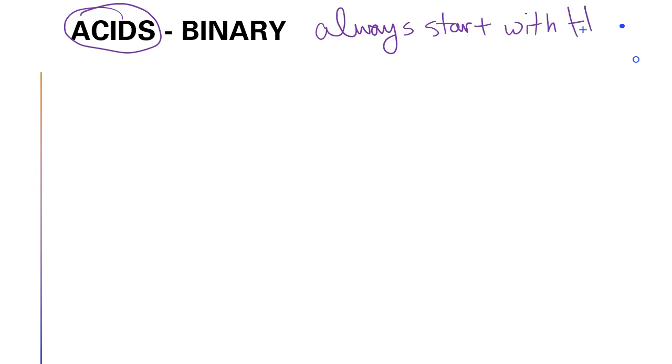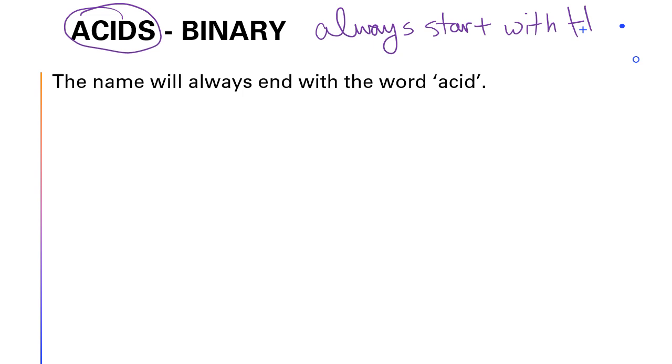And so they look kind of like ionic compounds because hydrogen's on the left-hand side of the periodic table with nonmetals that are on the right. But they're actually hydrogens and nonmetals, so they're kind of like covalent, and they have their own special rules. So first of all, with all acids, no matter what type of acid it is, the name will always end with the word acid.